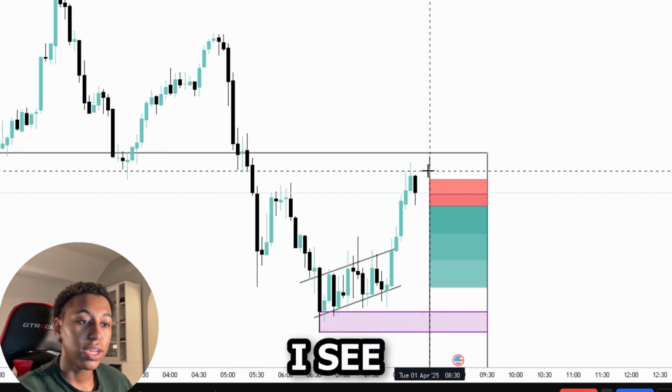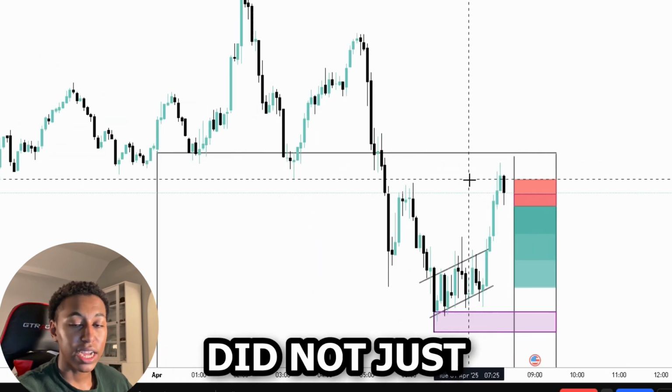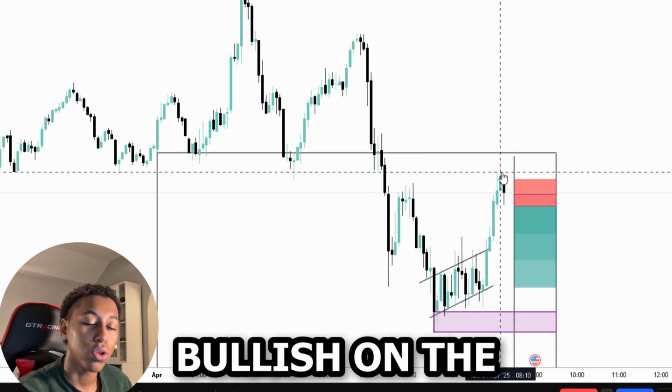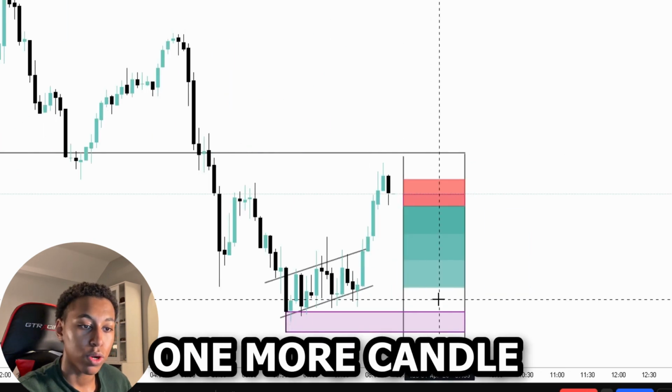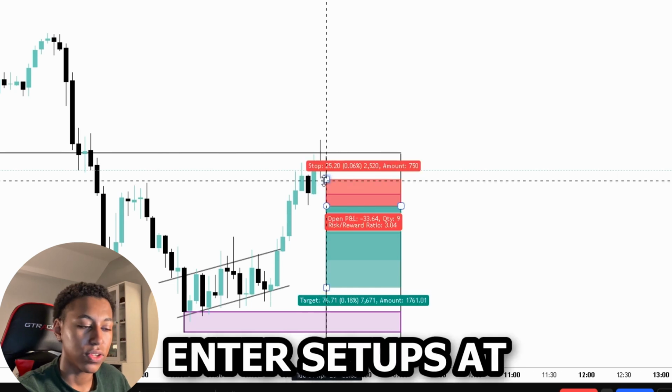If at 8:30 I see price start sweeping above this, I'm going to get in for that buy, because now I know it did not just break bullish on the 5-minute, it broke bullish on the 4-hour. And now if we give us one more candle, so you can see what it looks like at 8:20, right? Boom. And then 8:25, again, we enter setups at 8:30.